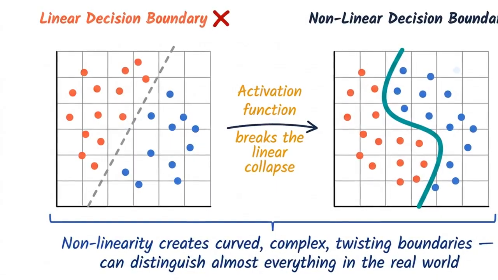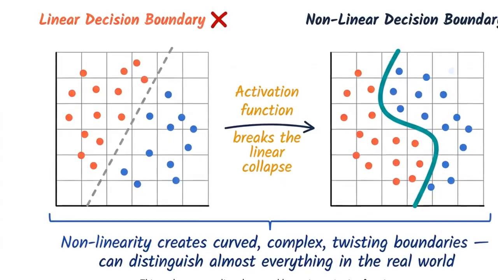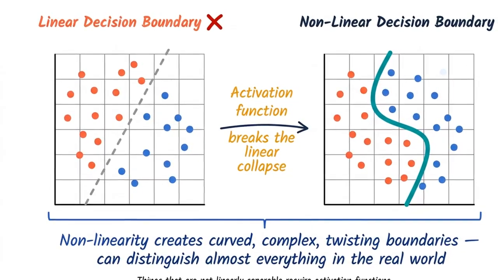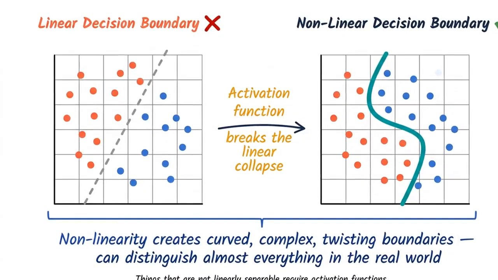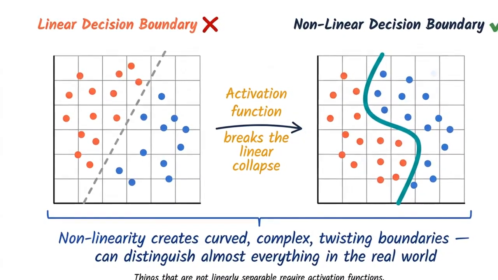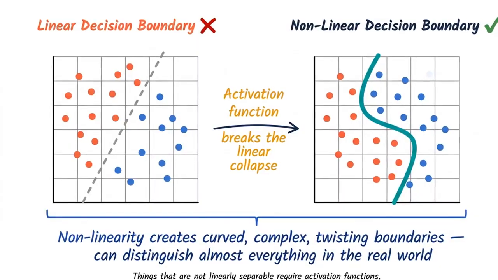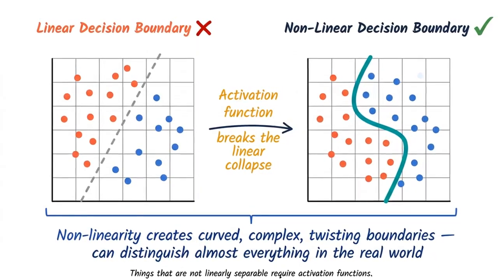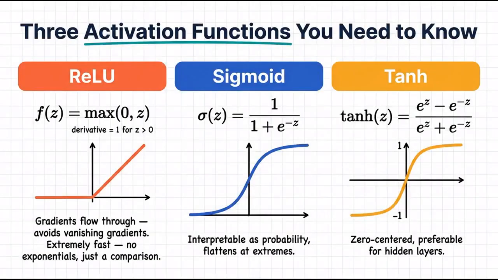An activation function breaks this collapse. It introduces nonlinearity, meaning the network can now produce curved, complex, twisting decision boundaries rather than just flat lines. And that means it can learn to distinguish things that are not linearly separable, which is almost everything in the real world. There are 3 activation functions you absolutely need to know.